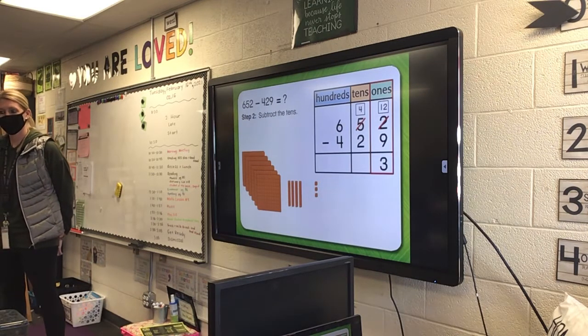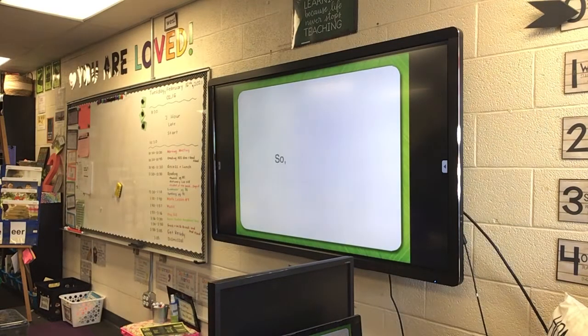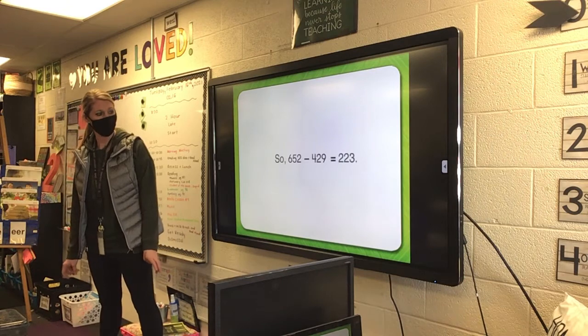Next, subtract the tens. There are 4 tens. 4 minus 2 equals 2. Finally, subtract the hundreds. 6 minus 4 equals 2. So, 652 minus 429 equals 223.